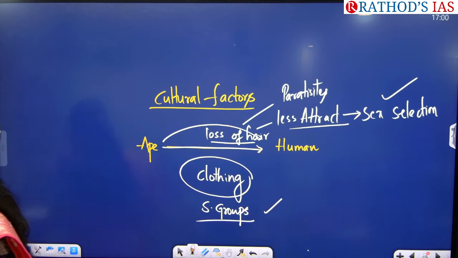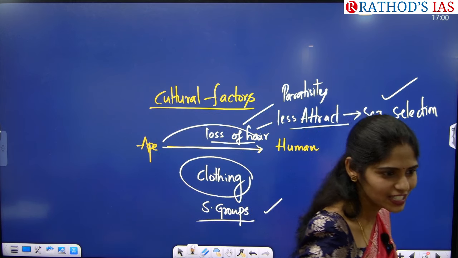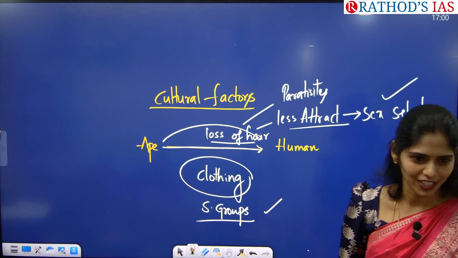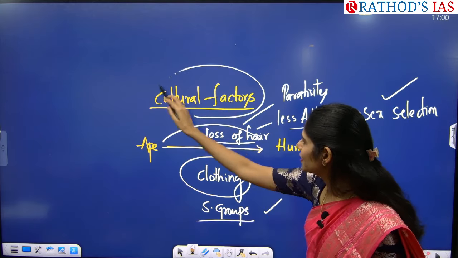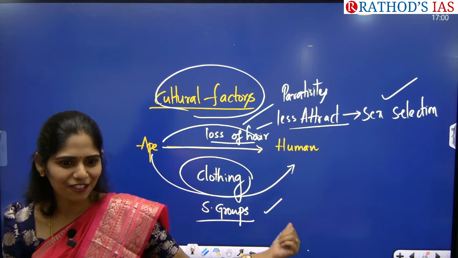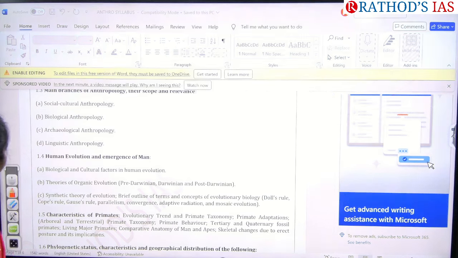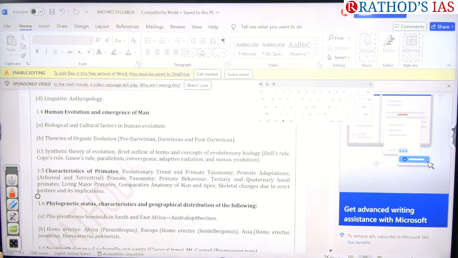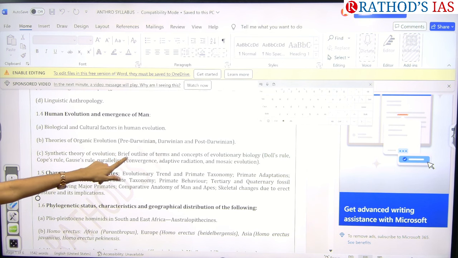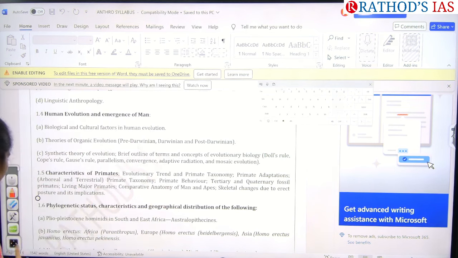Okay, and next, anything that you want to add here? Come on, tell me. And humans also started art, using symbols, using weapons, using technology. So these are all the cultural factors that led to the evolution of humans from apes. That is in your first chapter, in 1.4. And see the next topic, what is that? Theories of organic evolution. In brackets, what did they give? Pre-Darwin, Darwin, and post-Darwin.